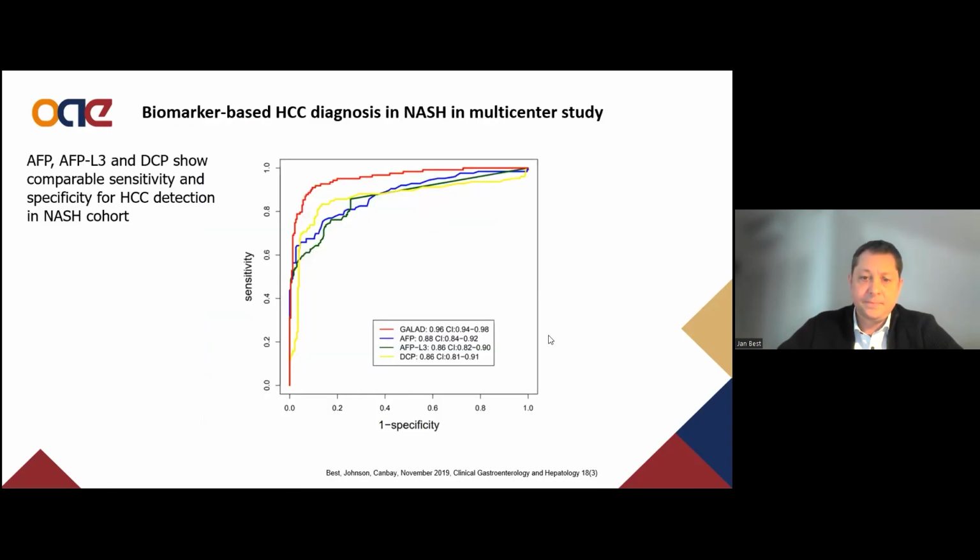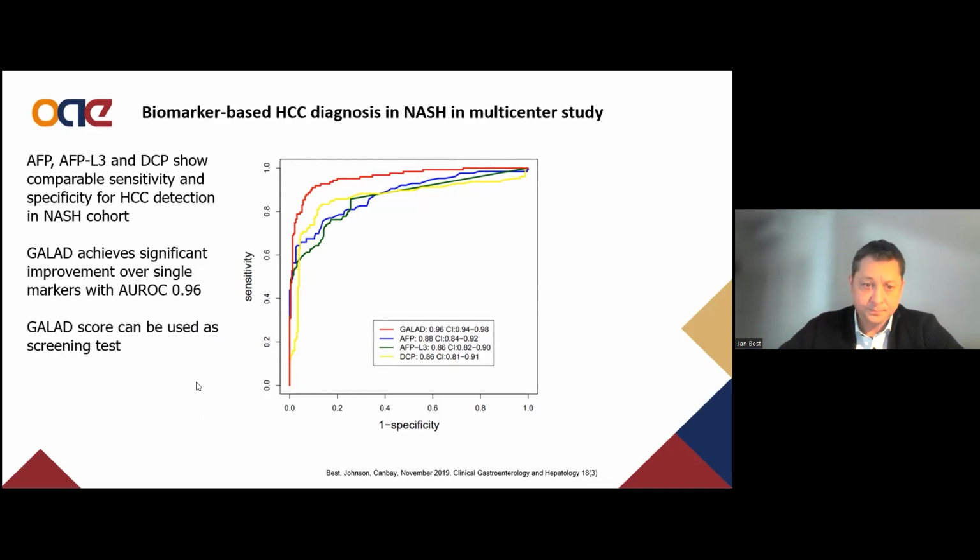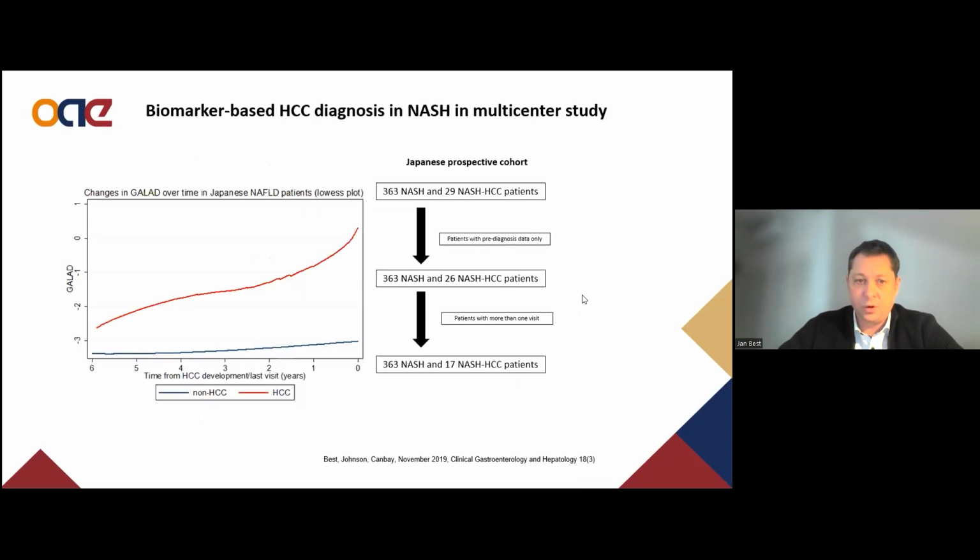So what was the result? We tested the marker combination in the GALAD score again against the single biomarkers, and you could clearly see that the GALAD achieves a significant improvement over the single markers with an area under the curve again of 0.96, and this clearly shows that the GALAD score can be used as a screening test. However, this was just retrospective cohorts. So we then utilized a Japanese prospective screening cohort to see how the performance is in the early HCC detection.